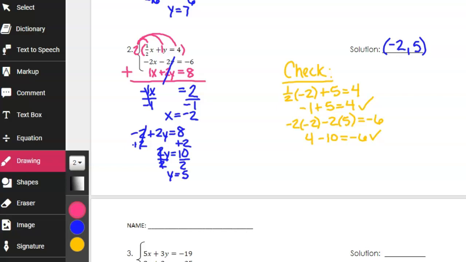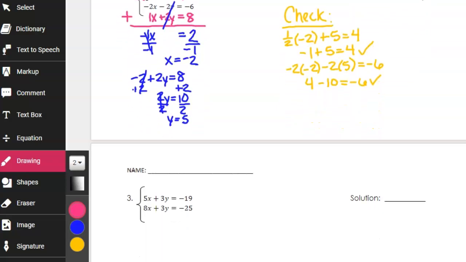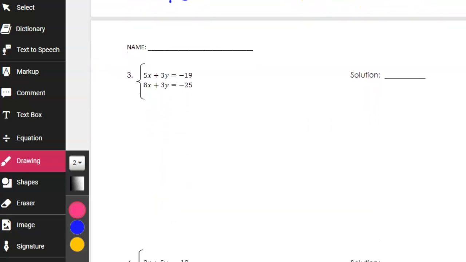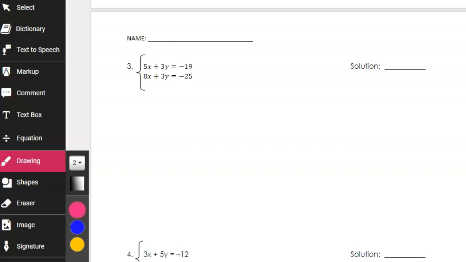So I'm going to move on to number 3. And I'm actually going to help you start it, but then I'm going to hope that you can finish it. So on number 3, look at it. Is everything aligned?